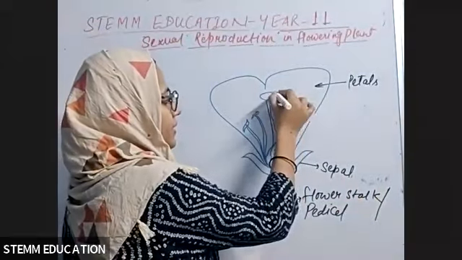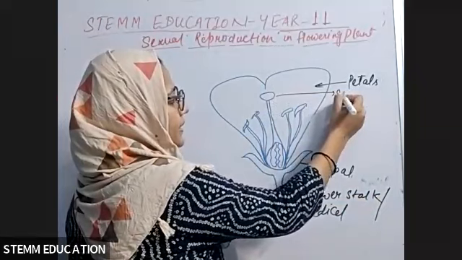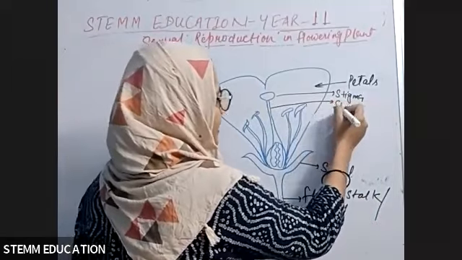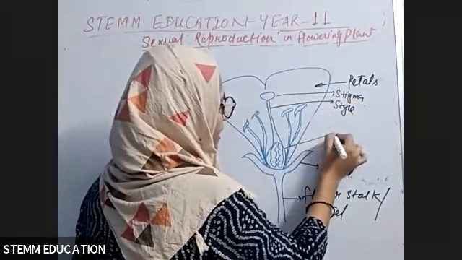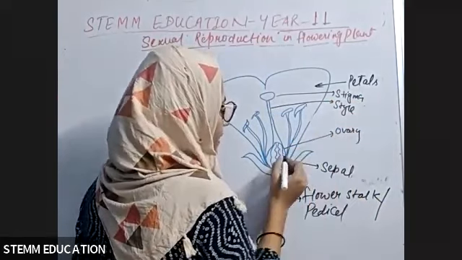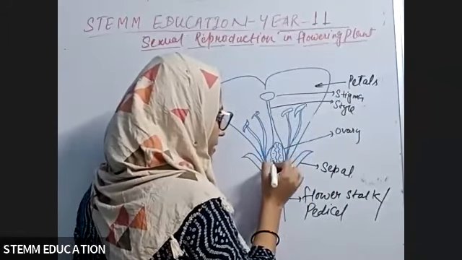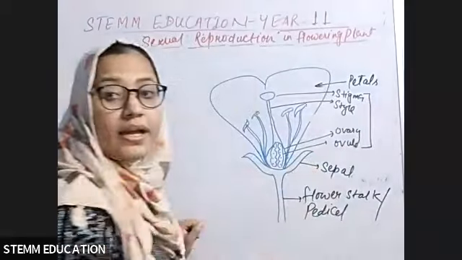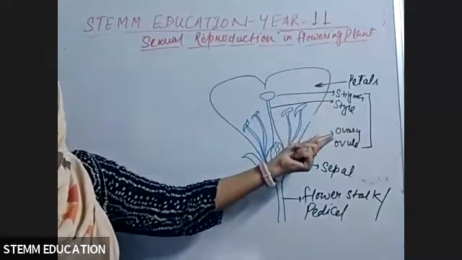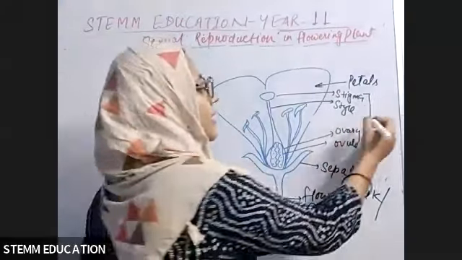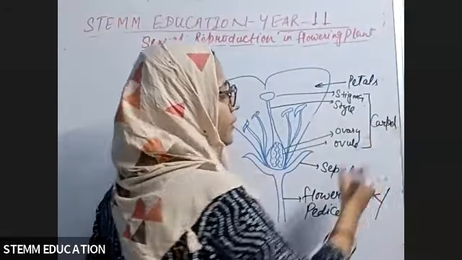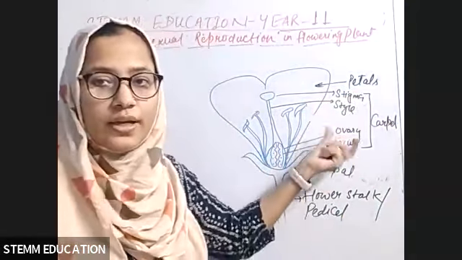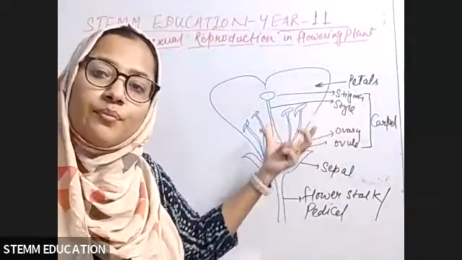In these parts, this is known as the stigma. This thinner part is known as style. This broader part is known as ovary. The inside part is known as ovule. And collectively, all this part is known as carpel. This is the female reproductive part of the plant.